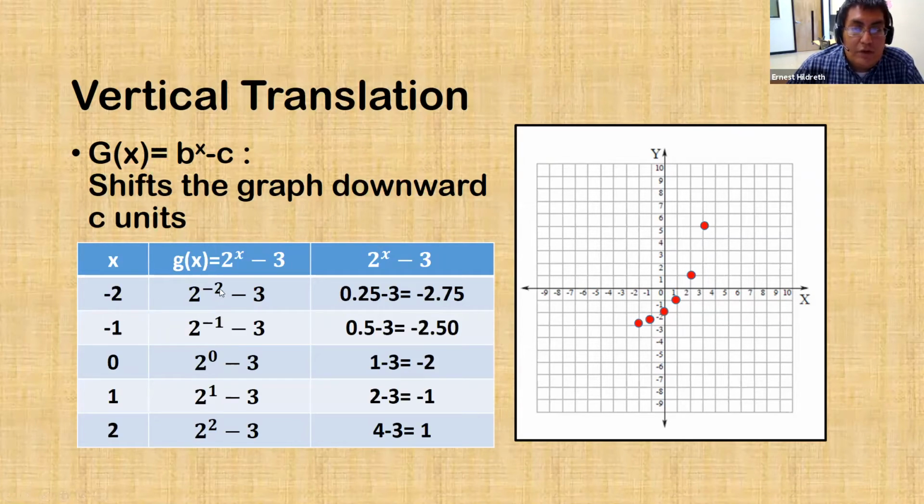You place that in for x. So negative 2 for the exponent. We have 2 to the power of negative 2. That gives us 0.25. You subtract 3. That gives us negative 2.75. I plotted that the first point. The second point would be at negative 1. So 2 to the power of negative 1 is going to be 0.5. You subtract 3 and you have negative 2.5. So I plotted that second point.